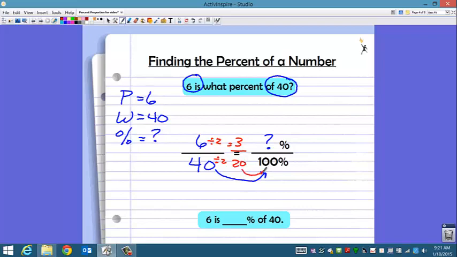Now can I go from 20 to 100? Definitely. Multiply by 5. Do the same thing to the 3, and you get 15. We have solved our proportion. Go on to the last step, which is to write your answer statement. 6 is 15% of 40.